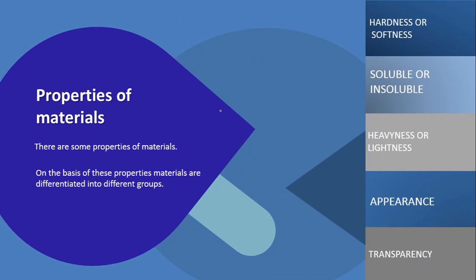Materials are differentiated into groups on the basis of their properties, which include hardness or softness, soluble or insoluble, heaviness or lightness, appearance and transparency. Now let's see all these in more detail.